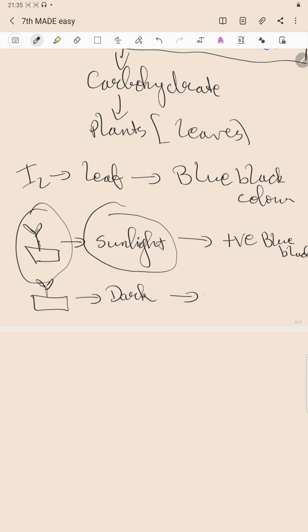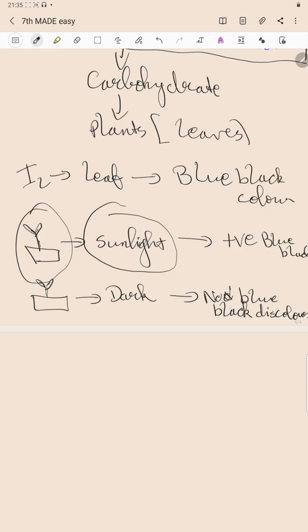This will give no blue black color discoloration. Discoloration means color, or like producing a color like that.